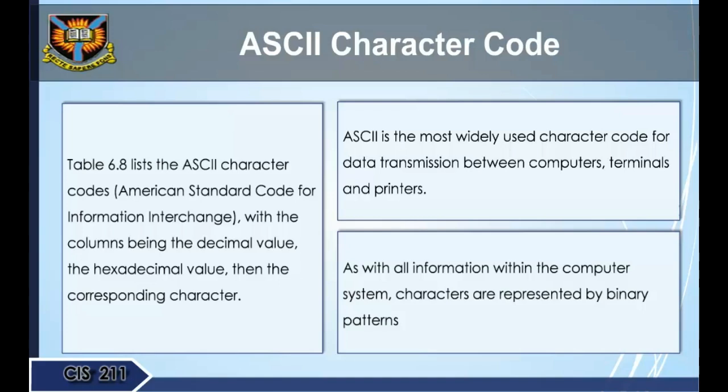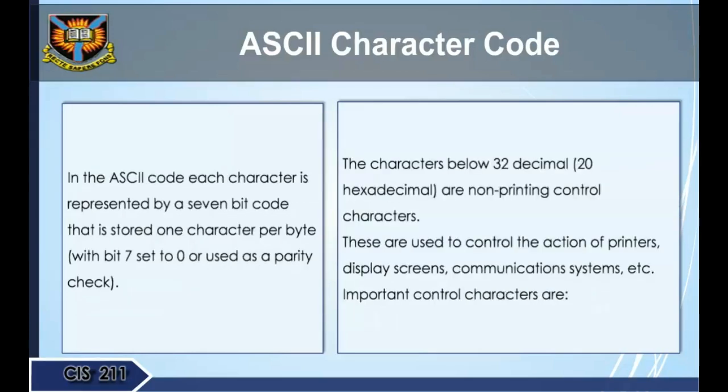As with all information within the computer system, characters are represented by binary patterns. In the ASCII code, each character is represented by a 7-bit code that is stored 1 character per byte, with bit 7 set to 0 or used as a parity check. The characters below 32 decimal, 20 hexadecimal, are non-printing control characters. These are used to control the action of printers, display screens, communication systems, etc.